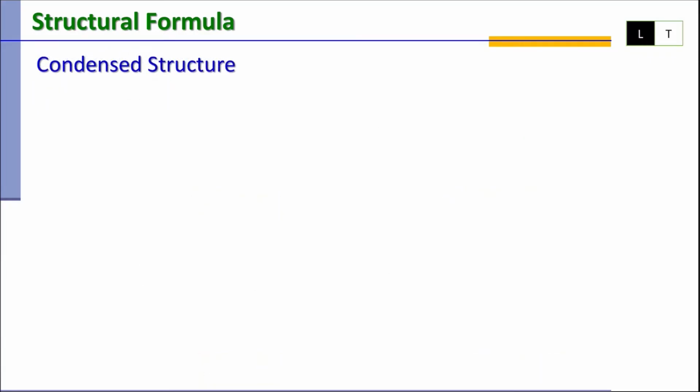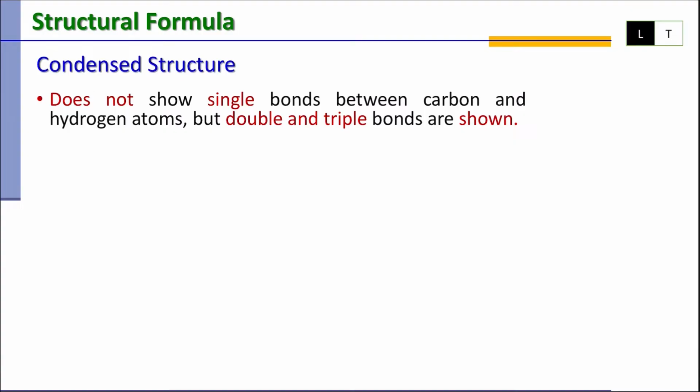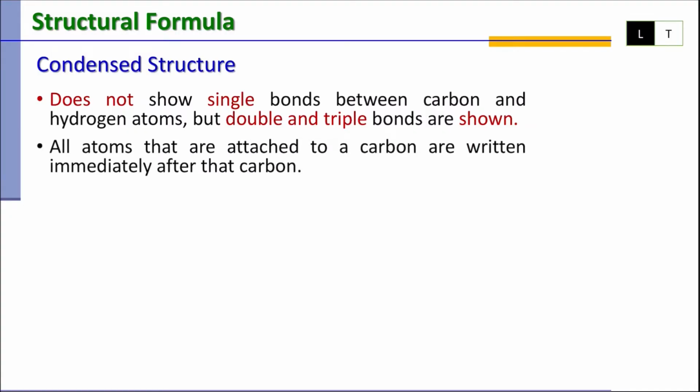Next we go for condensed structure. Condensed structure ada sedikit kelainan untuk cara kita tulis dia. Awak kena faham, condensed structure kita tak akan tunjuk single bond between carbon and hydrogen, tapi double bond and triple bond wajib tunjuk. And then all atoms that are attached to a carbon akan tulis immediately after that carbon.